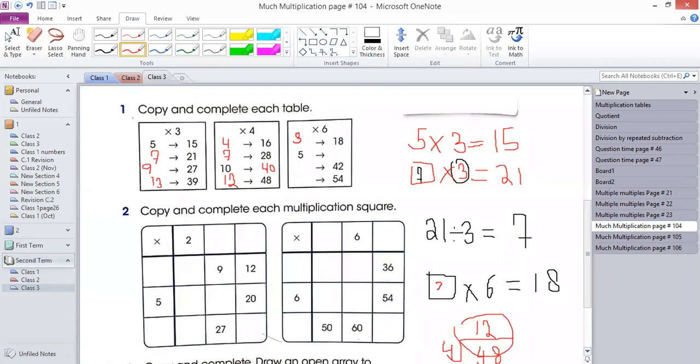Can I answer this one? Very good. Sorry? Can I answer the next one? Okay. 5 multiplied by 6 equals 30. Very good. 5 multiplied by 6 equals 30. Exactly, guys. 5 multiplied by 6 is equal to 30.